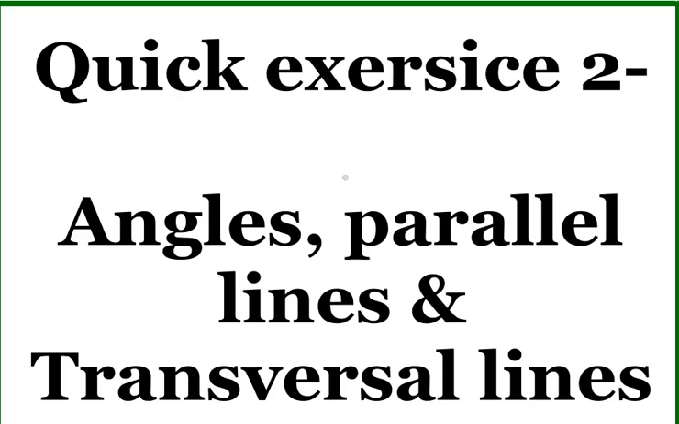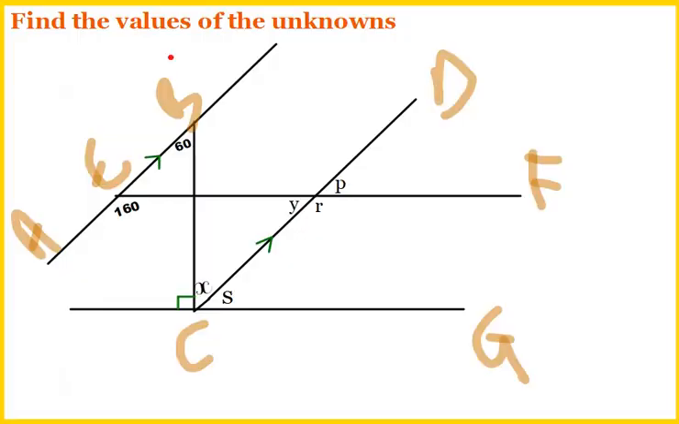In this video we'll be doing a quick exercise number 2 in our Euclidean geometry playlist, on angles, parallel lines and transversal lines. So let's get straight into it. In our first question we have to find the values of the unknowns.